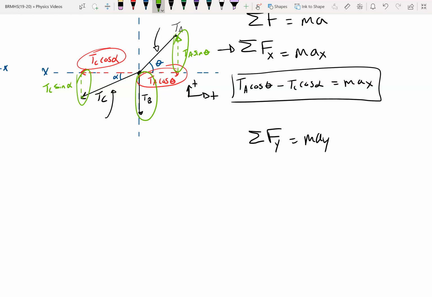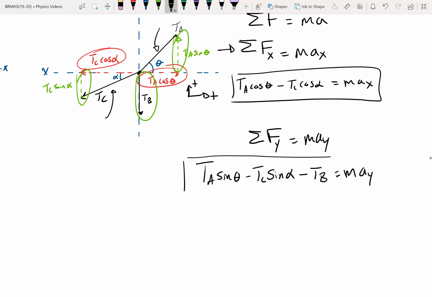So since I've said up is positive, I'm going to start with my positive stuff. I have TA sine theta, then minus the other stuff because they're in the opposite direction. They're fighting against TA sine theta. So opposite direction, I'm going to subtract TC sine alpha minus TB, that's also in the downward negative direction, equals mass times acceleration in the y direction. So there's my true statement about that. That's how you add up those forces that are at angles.